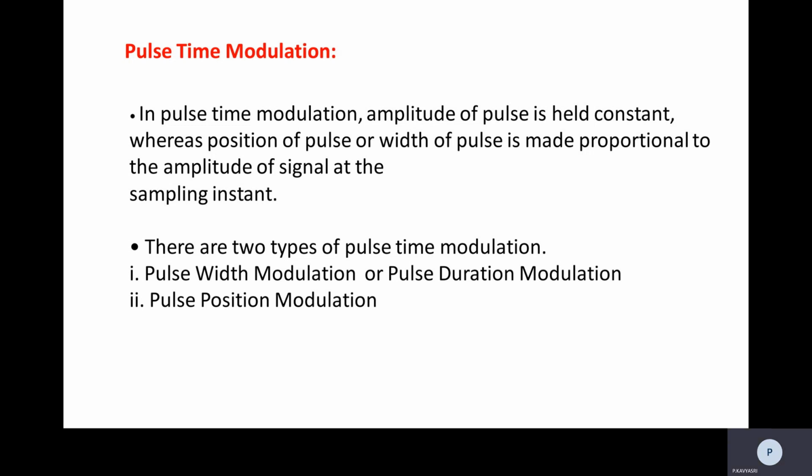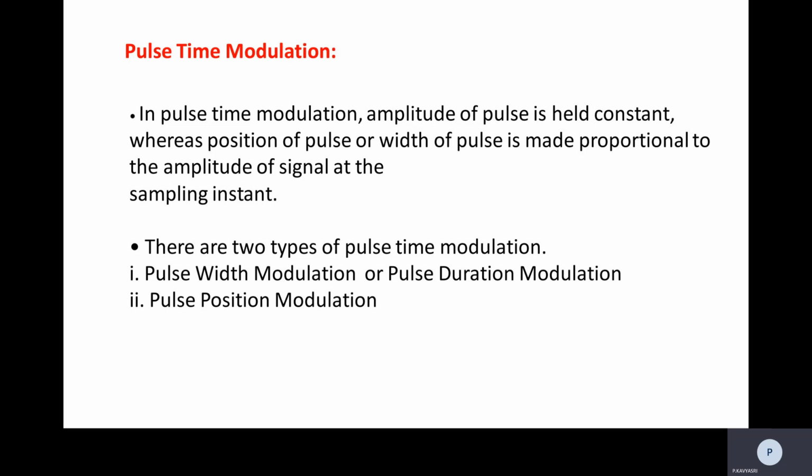Good morning, students. In our previous class, I explained pulse amplitude modulation, and the generation and demodulation of a pulse amplitude modulation, right? In today's class, we will see pulse time modulation. In pulse time modulation, we have two types of modulation: pulse width modulation, or pulse duration modulation, and pulse position modulation.